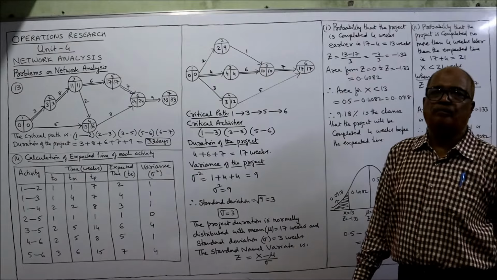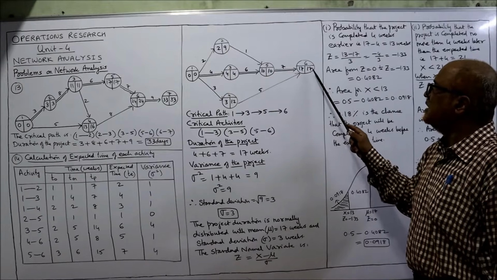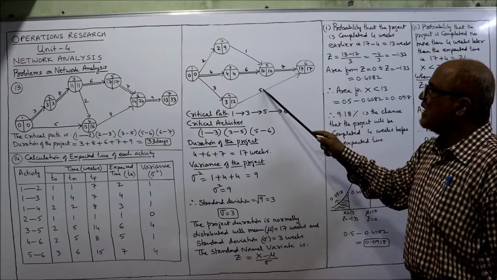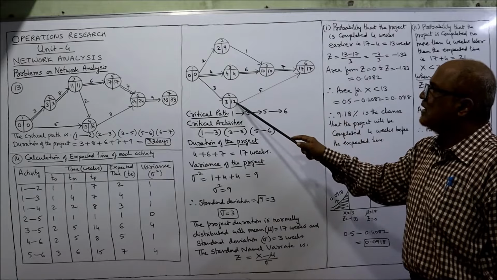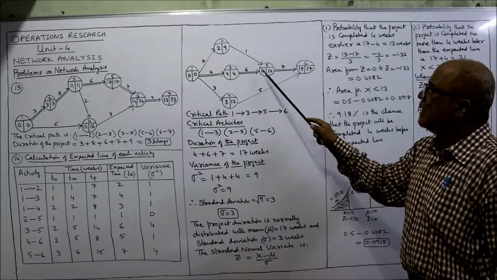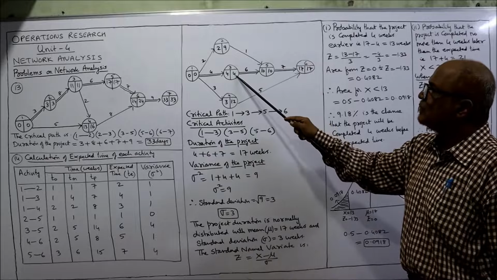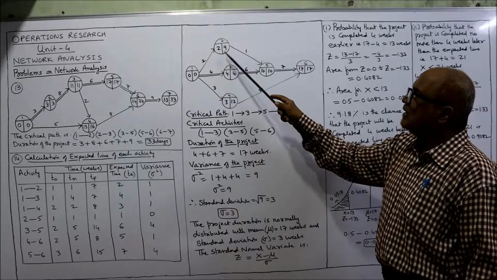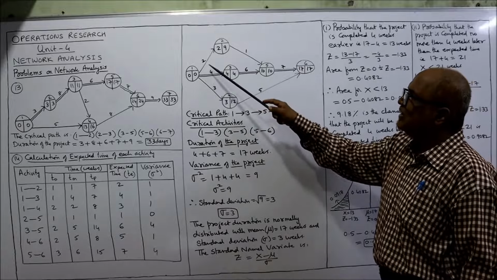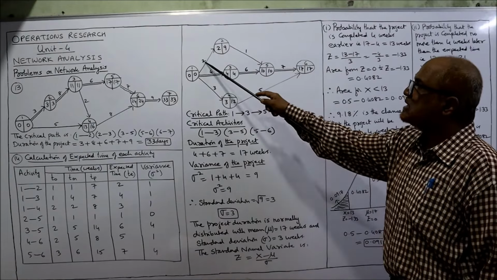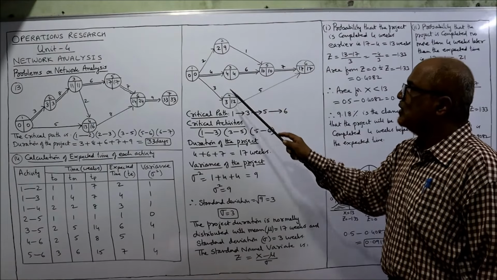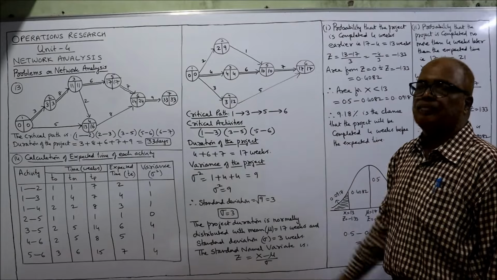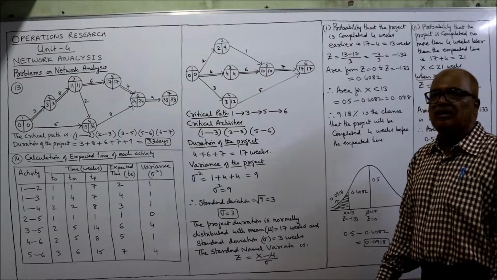Now LFT value, the backward pass. Deduct: 17 minus 7 is 10. 17 minus 5 is 12. Then 10 minus 6 is 4. Here 10 minus 1 is 9. Now we come to this one. 3 arrows are bursting, so we need the minimum. 9 minus 2 is 7. 4 minus 4 is 0. 12 minus 3 is 9. Whichever is least, 4 minus 4 is 0. We got all the EST and LFT values.